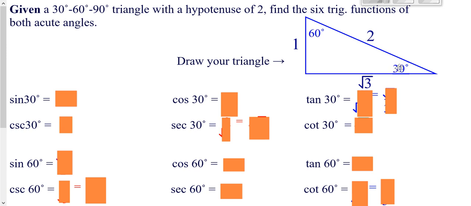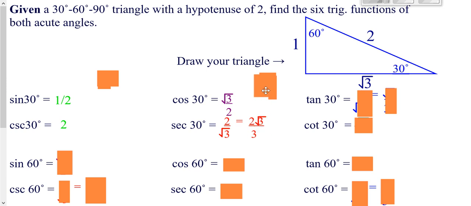So when we do sine of 30, opposite of 1 over hypotenuse of 2, we get this. So its reciprocal then would be 2. Cosine would be adjacent of root 3 over our hypotenuse of 2. So we flip that upside down for our reciprocal function, and then we'd have to rationalize that, and we get this.